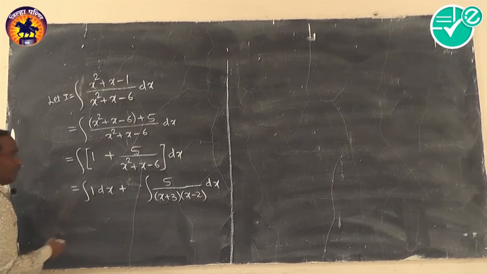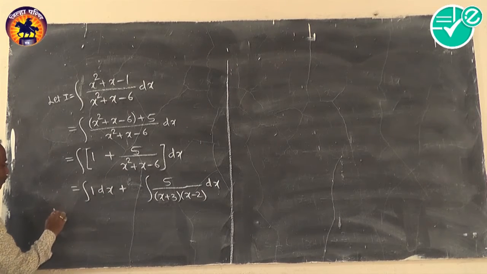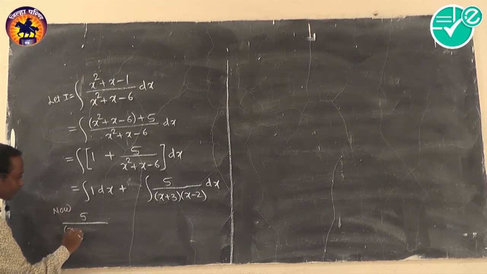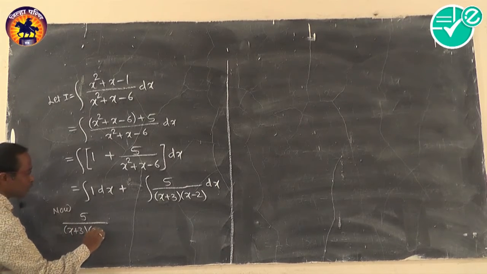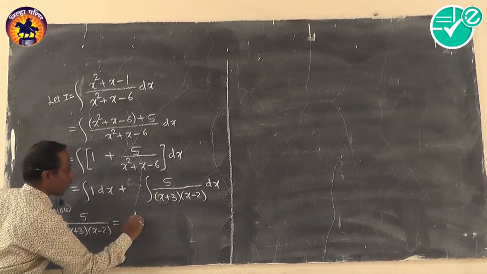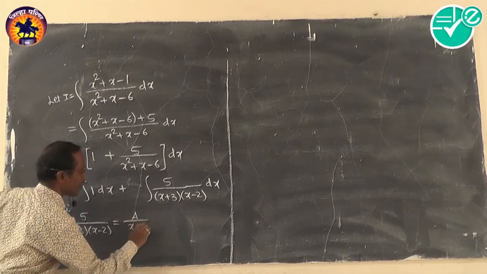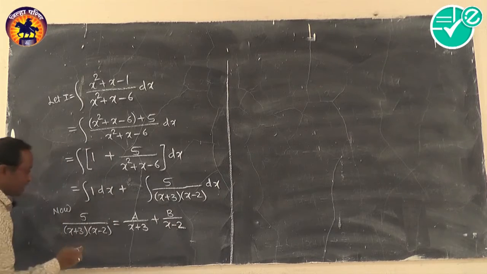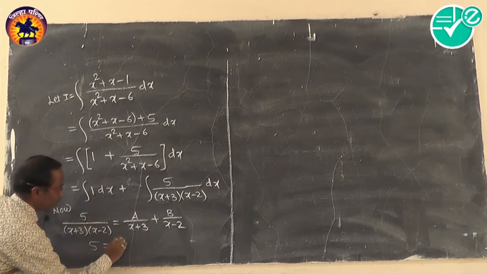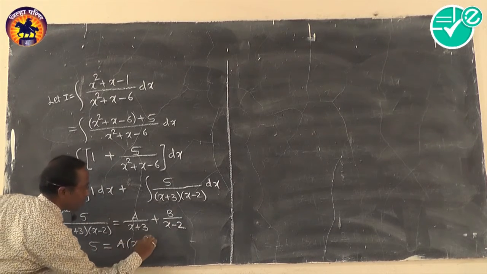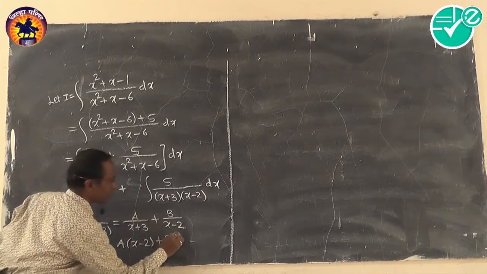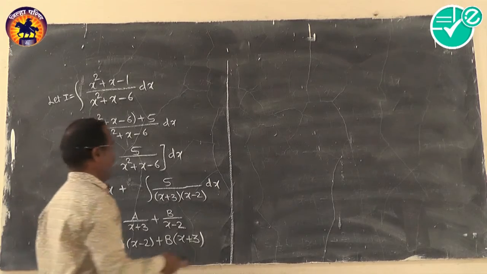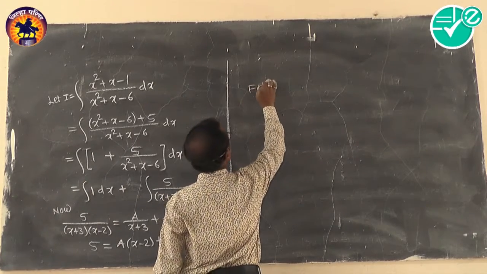Now we want to find, we write this function 5 upon x plus 3 into x minus 2 can be written as a upon x plus 3 plus b upon x minus 2. So this can be written as 5 is equal to a into x minus 2 plus b into x plus 3. Now we want to find the value of a and b.